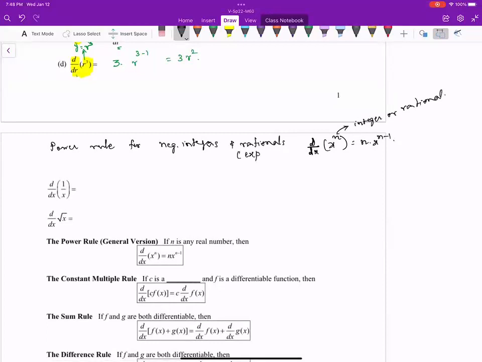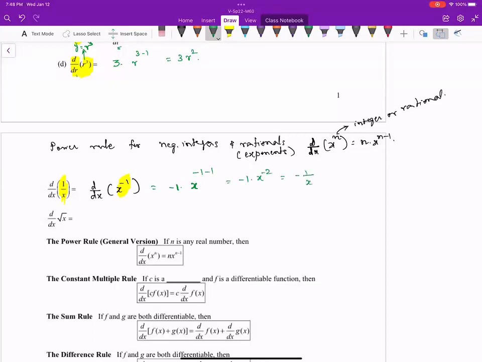These are exponents that are negative integers or rationals. So d by dx of 1 over x is the derivative of x to the negative 1. You can write 1 over x as x to the power of negative 1. In that case, how do you apply the rule? Exponent times x to the power exponent minus 1, so negative 1 times x to the power negative 2.